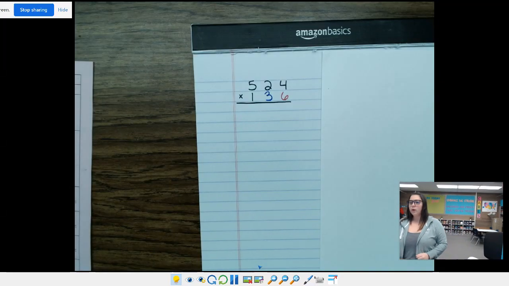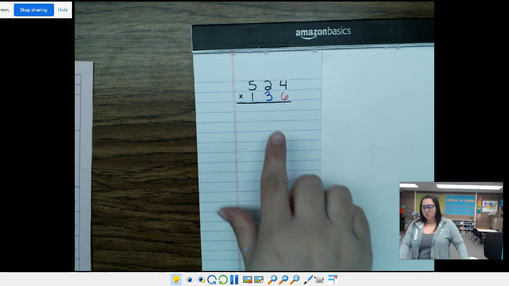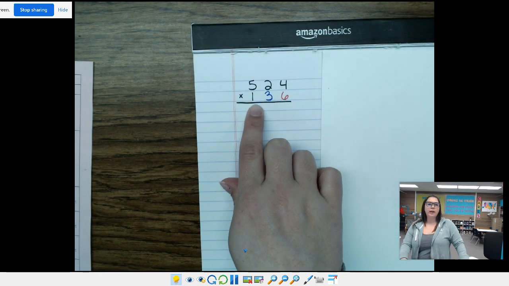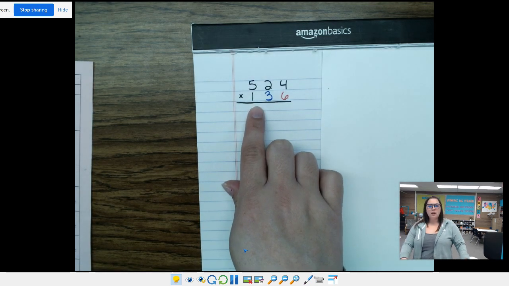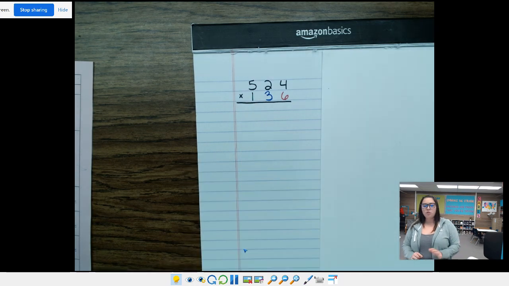Hi, fifth graders. We're going to keep practicing with multi-digit multiplication. This time we're just getting slightly larger. We added a third digit to the bottom, but it's going to be the same process. So don't panic. We're going to get through this.